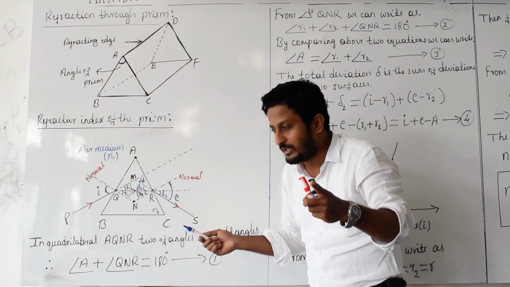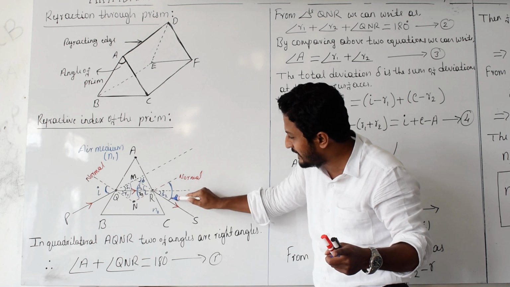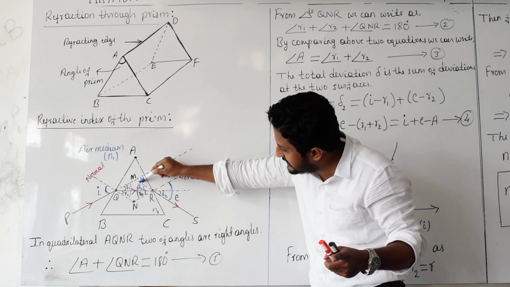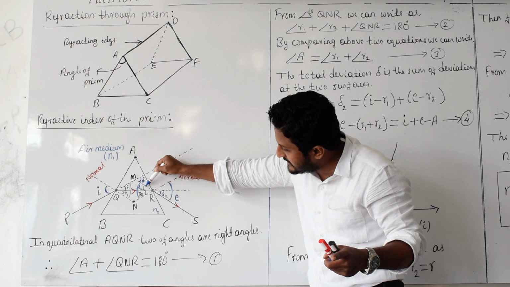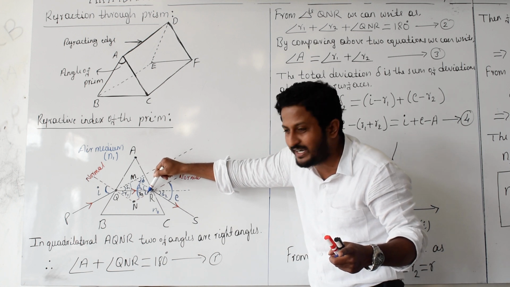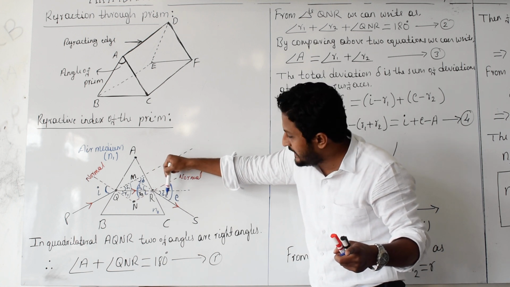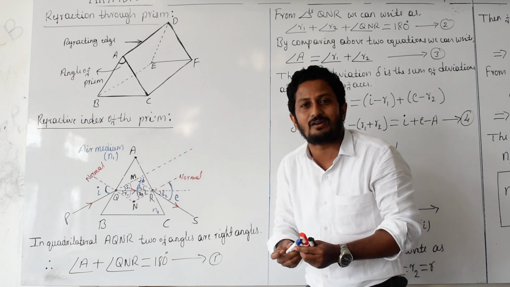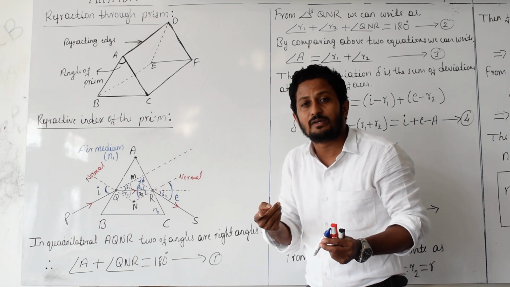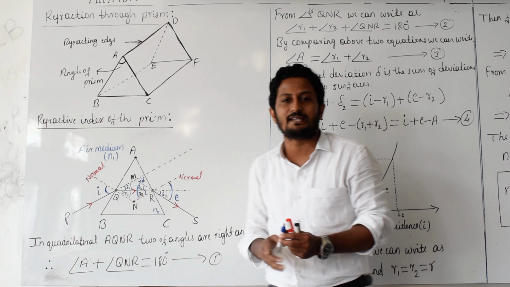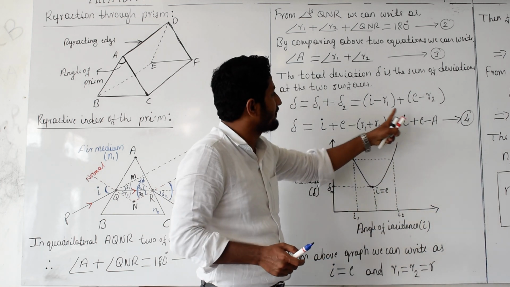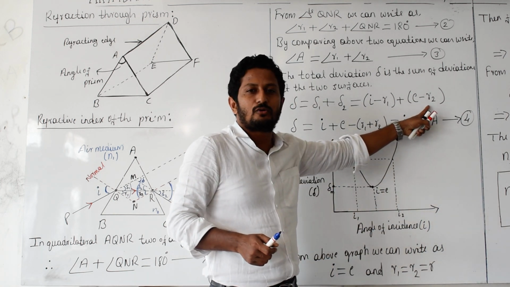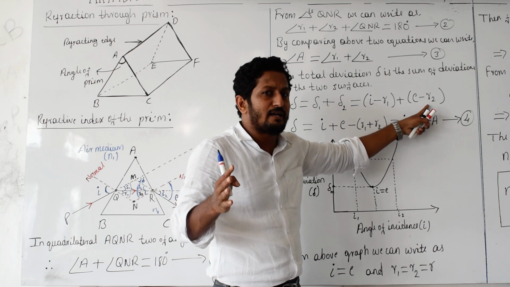Have you understood? Look in the diagram. This angle E is equal to this total angle, that is nothing but the sum of delta 2 and R2. E equal to delta 2 plus R2, then delta 2 is equal to E minus R2. Here I have written E minus R2. Okay? Getting what I mean to say?